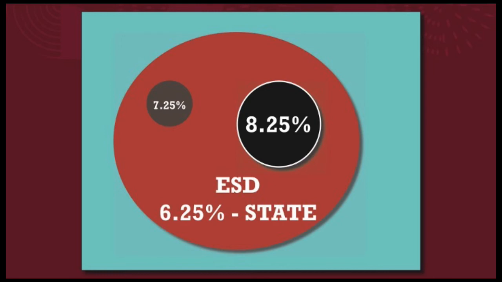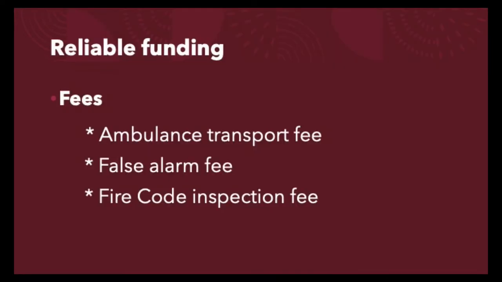The law changed in 2007 and again in 2017. Now, in one election, voters can give the ESD authority to collect a sales tax in an area where the sales tax rate is not at the maximum, 2% in the orange area, 1% in the gray area. More than a third of ESDs collect sales tax. ESDs can also collect fees under the law. Those include ambulance transport fees, false alarm fees, and fire code inspection fees.